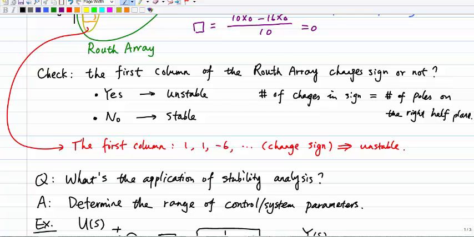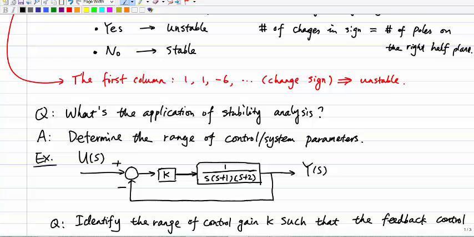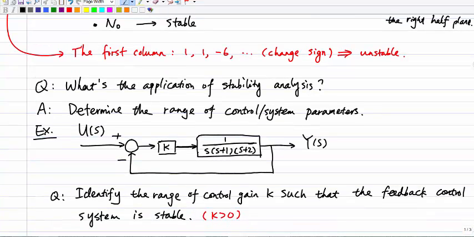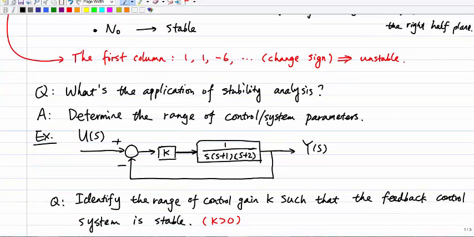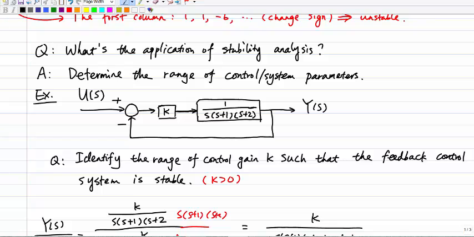Here I'll give you a very simple example of how we could use the Routh-Hurwitz criterion to determine a control system parameter. For example, here I give a very simple control system, which is a unit negative feedback, and K here you can consider as a controller, and the system is given by 1 over (s plus 1)(s plus 2). So that's my system, and this is my controller, with a given input and output. You want to make sure that I select K such that the system is stable. So the question is to identify the range of control gain K such that the feedback control system is stable. Here I assume of course this K is positive.